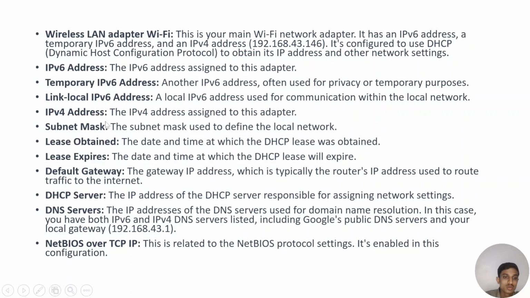Lease obtained and lease expires means that you have connected to the Wi-Fi network, and till this duration you can use this Wi-Fi network. After that, your system re-establishes the network. The default gateway is an IP address, which is typically the router's IP address. And the DHCP server is the IP address of the Dynamic Host Configuration Protocol server, responsible for assigning network settings. And then you can see that the DNS servers are provided here.